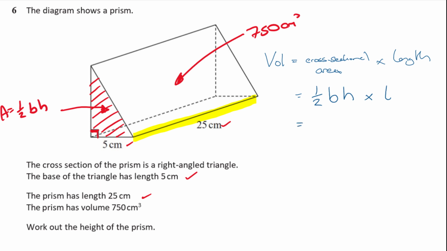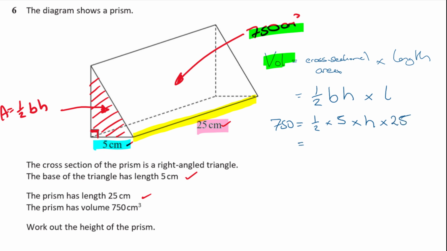Okay, so subbing in what I know, I actually know the volume. The volume is 750 centimeters cubed. So I'm going to write 750 at the front here. I know half. Now I know the base. The base is this line here. It's 5. So let's sub that in, 5. Height, I don't know. Height is the one I'm trying to find. I'm just going to leave in h for now. And L, I do know. L is the length, isn't it? So the length is 25.